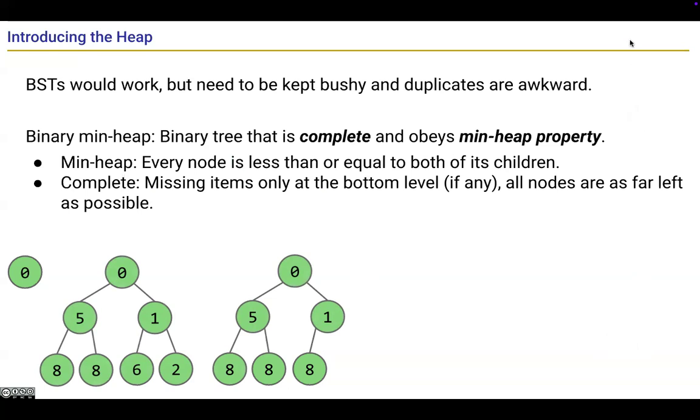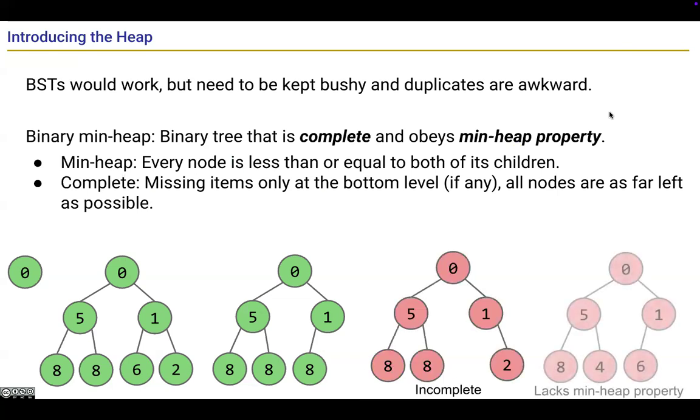How about this one? It is missing items. Is it at the bottom level? Yeah, it is. Are all nodes as far left as possible? So it still counts. Okay, that still works. How about this one?